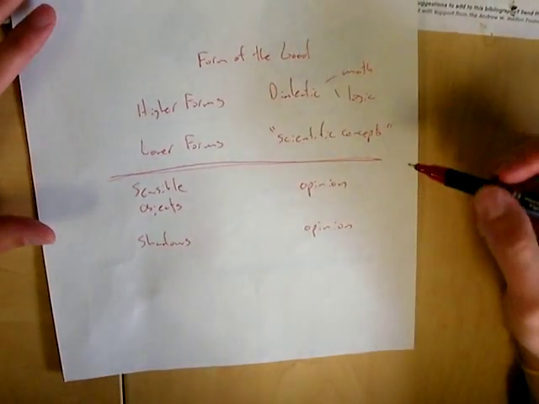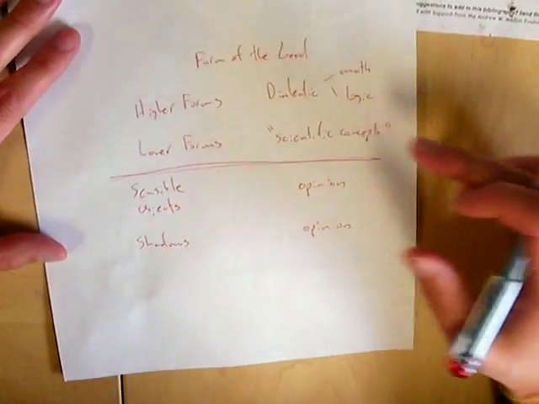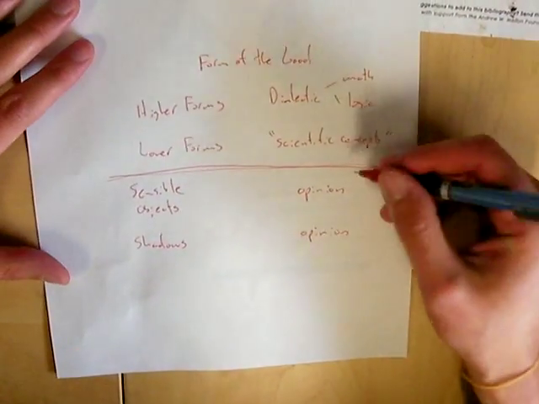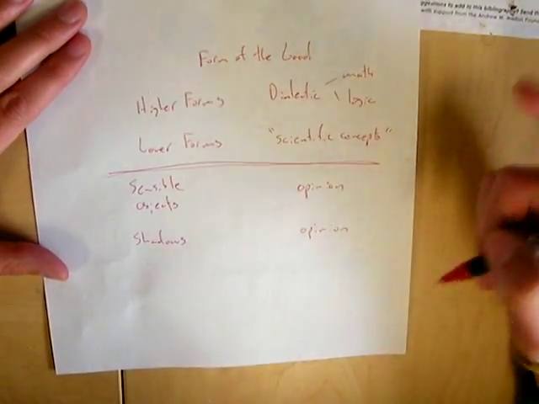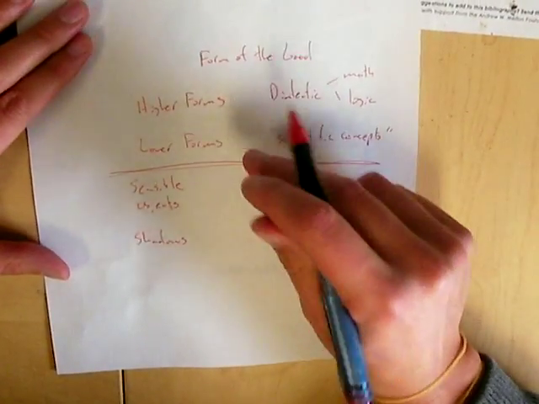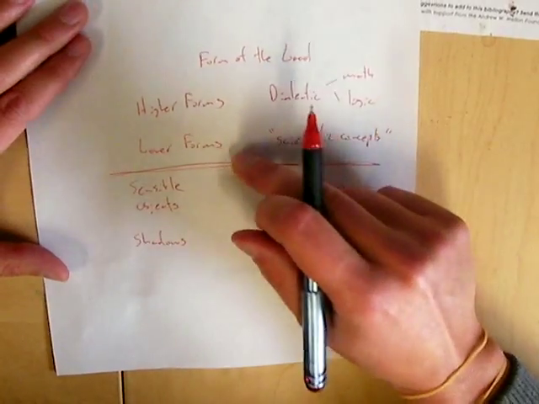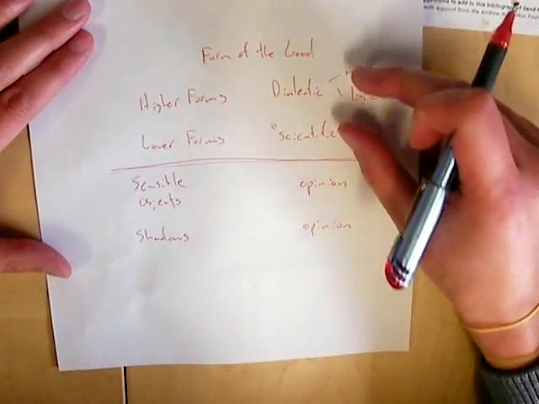In this video, I'm going to focus in on the higher forms. There's a separate video dealing with the bottom half of the divided line, the visible world. There's yet another video that focuses in pretty much exclusively on the lower forms. So this one's just going to be on the higher forms.